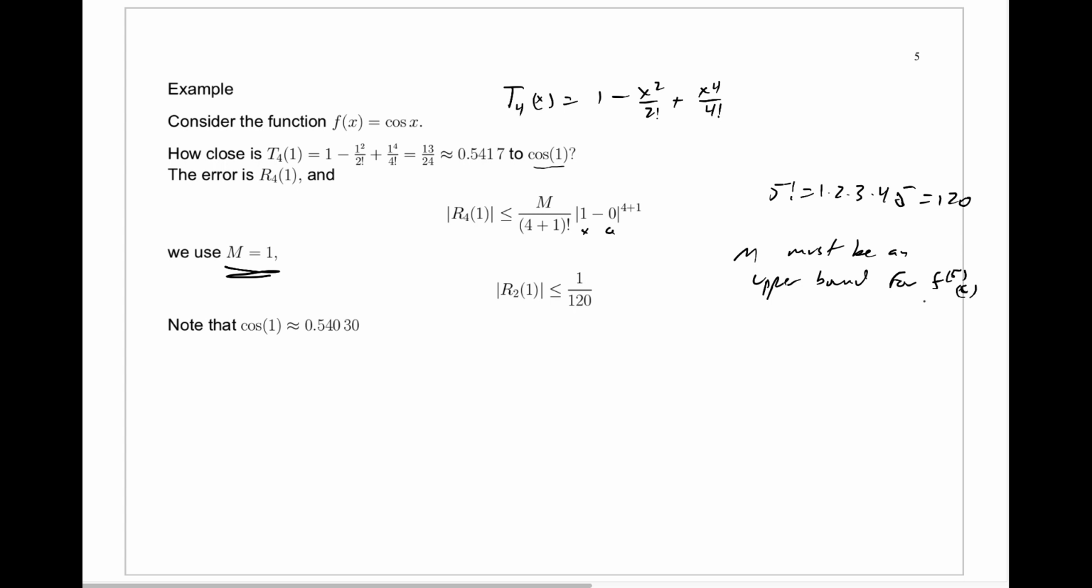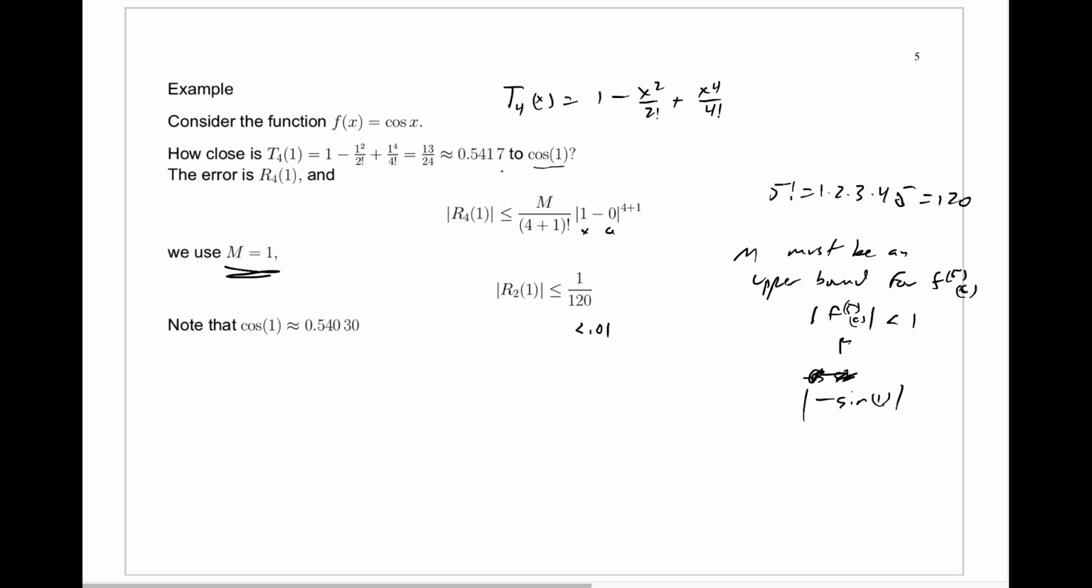And I know that the 5th derivative of f at c must be less than 1, since it's minus sine, the absolute value of that has to be less than 1 because the biggest the sine function ever gets is 1. So when I use M equals 1, this quantity from Taylor's theorem becomes 1 over 120 times 1, and 1 over 120 is less than 0.01, which is 1/100th.